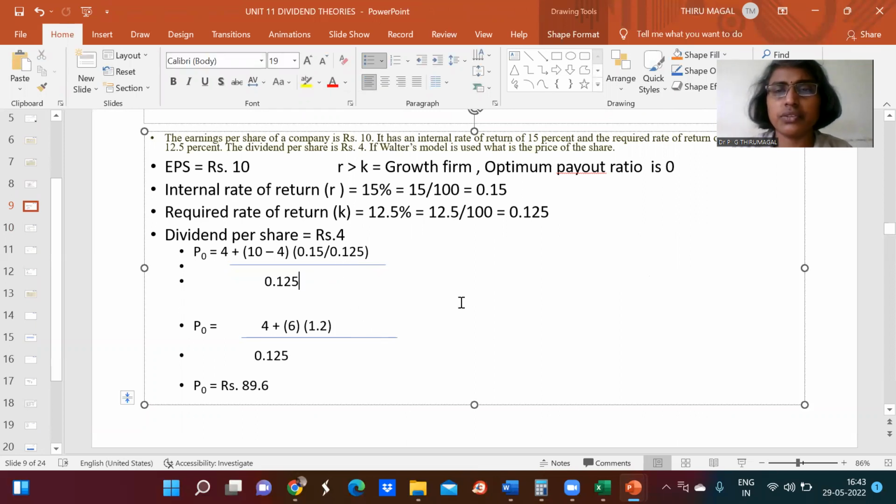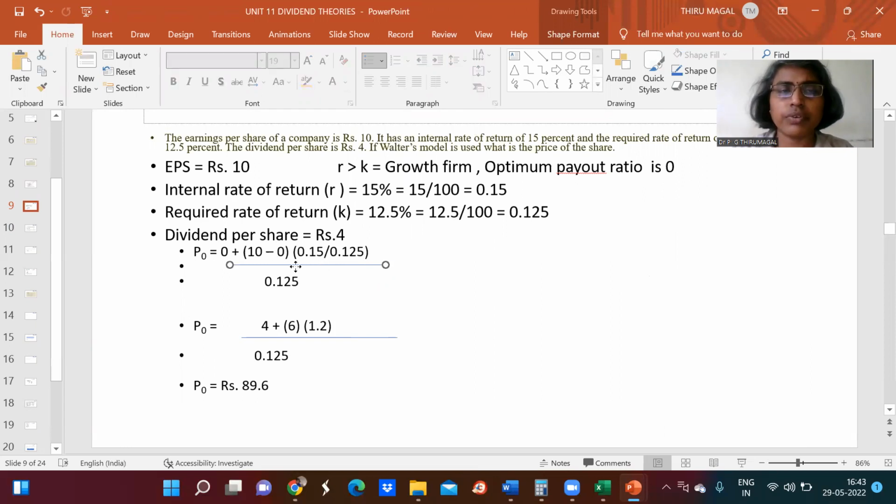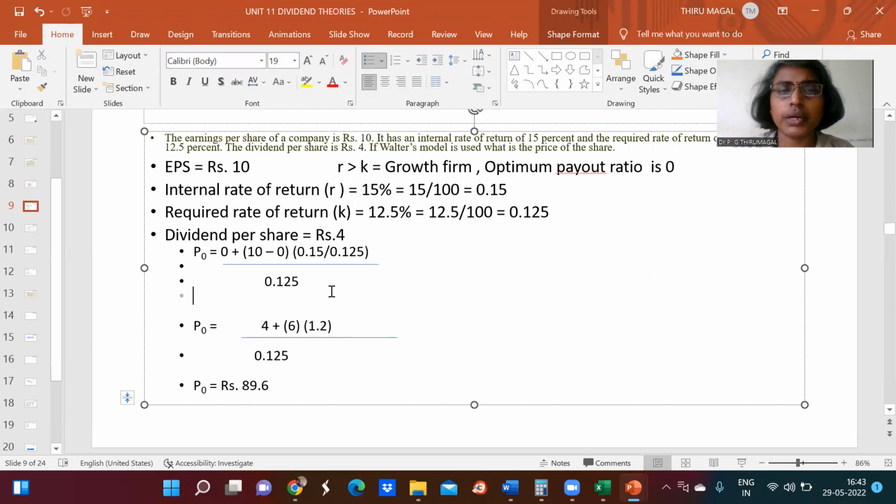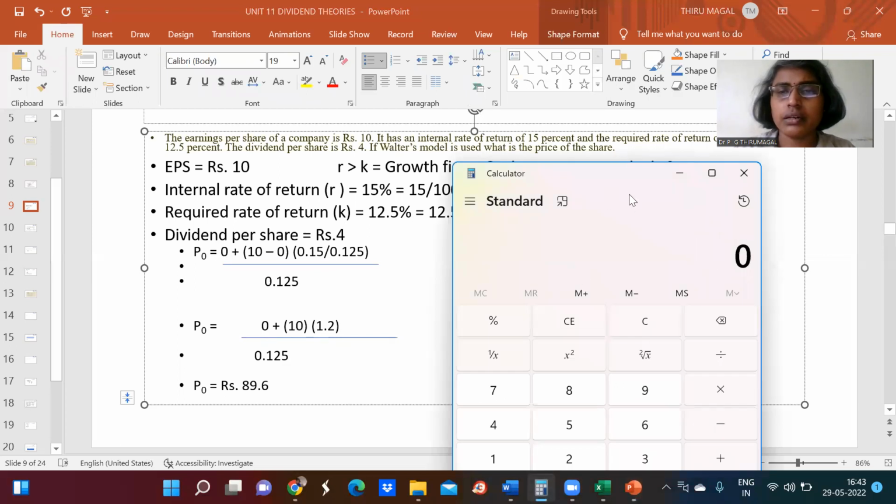Now suppose the dividend is 0. As per the formula, this dividend becomes 0, and 10 minus dividend is 10 minus 0, which is 10. R by K is the same, 0.15 divided by 0.125, which is 1.2. Now we multiply 1.2 with 10, which means 12. 12 divided by 0.125. Let's check how much the value we are getting.